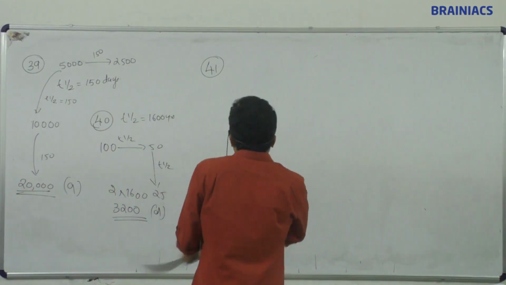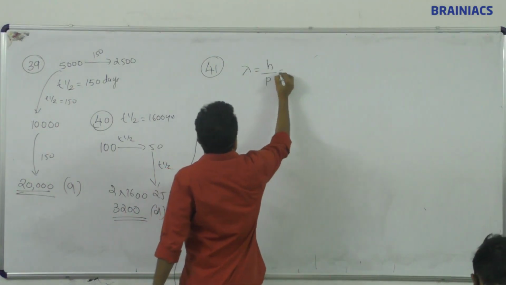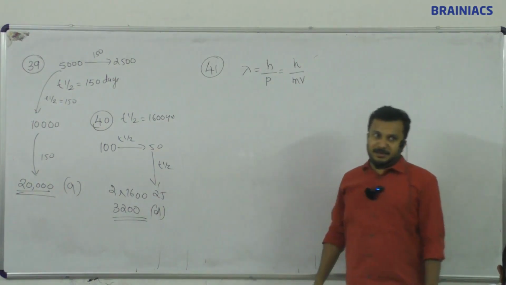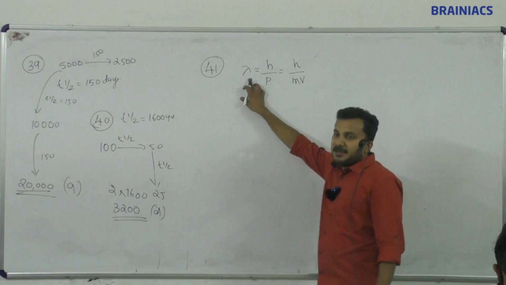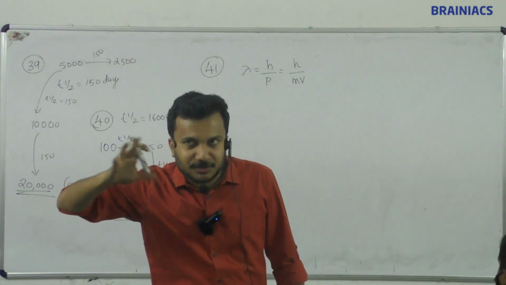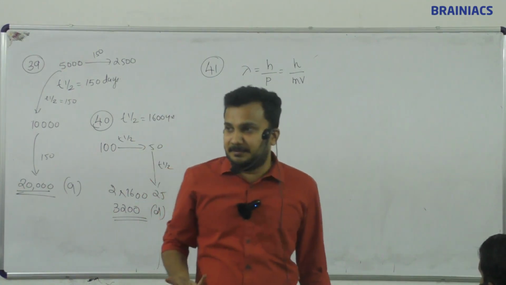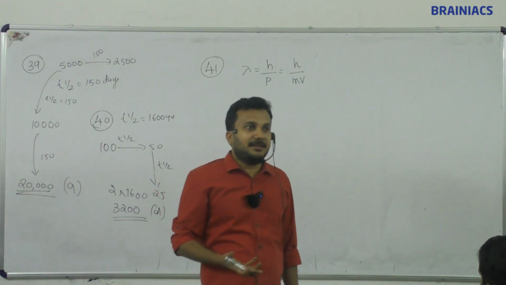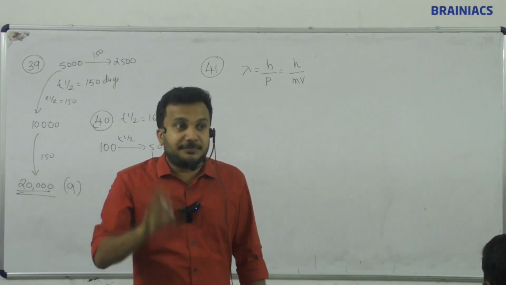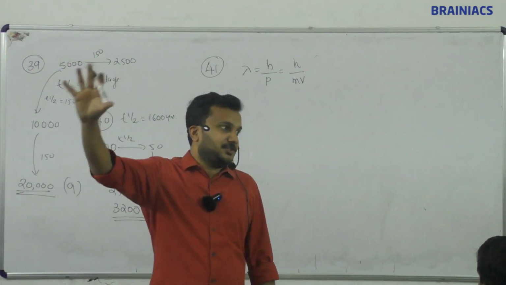I'll give you a hint. For example, lambda is equal to h by momentum, or h divided by mv. This we are learning, right? So lambda is wavelength. Wavelength is associated with which one? Wave nature or particle nature? Wave nature. Wave will have lambda. Particle has no lambda, right? Wavelength is the property of a wave. So if something is having wavelength, that is showing wave nature.